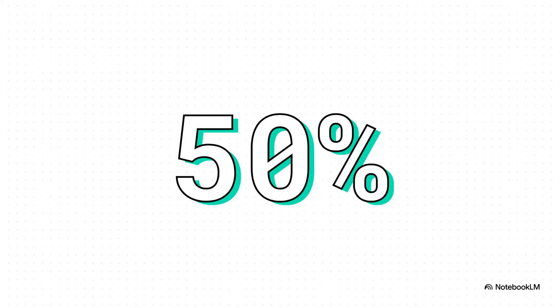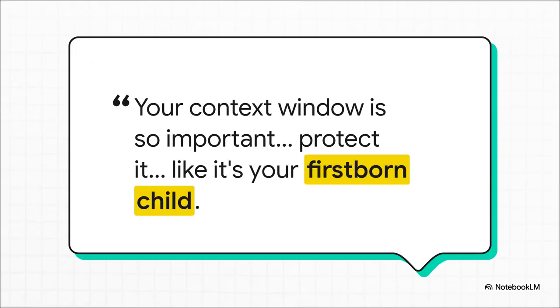And get this, the data is pretty shocking. Research shows that once that context window gets about half full, the model's performance can literally fall off a cliff. So more context does not mean better results. In fact, a lot of the time it means you get worse, less relevant code. Expert Ray Fernando puts it this way, and honestly, if you remember one thing, it should be this.